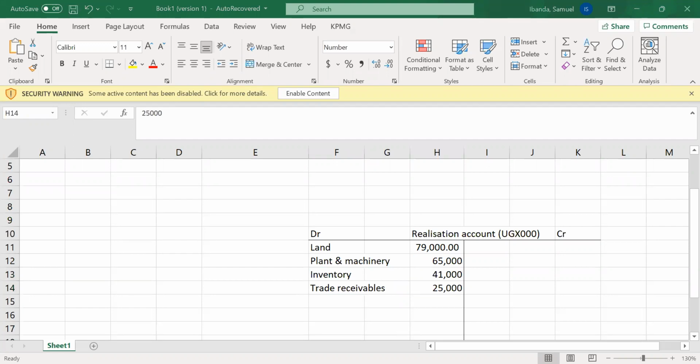And like we said, we basically credit the asset and debit the realization. That is if we are transferring assets. But if we are doing the liability, then we would debit our liabilities and credit our so-called realization account. So that is very important for you to clearly note, okay?